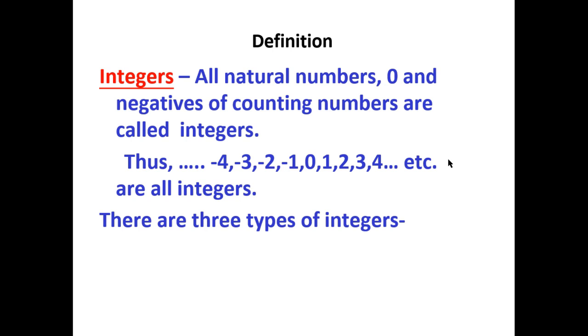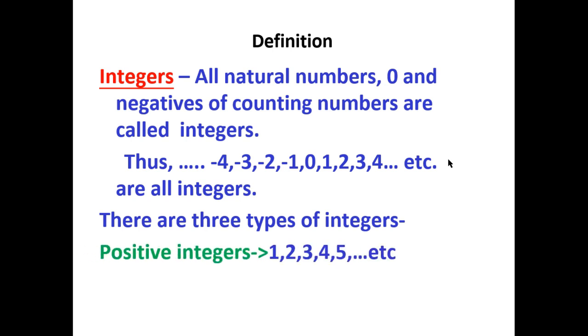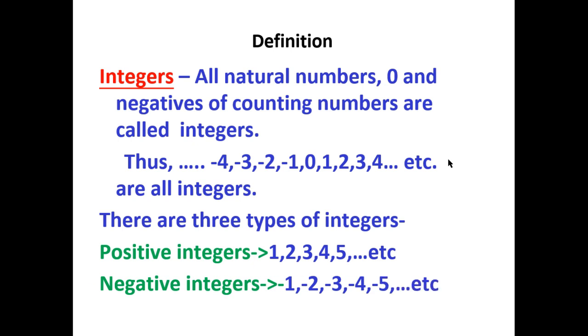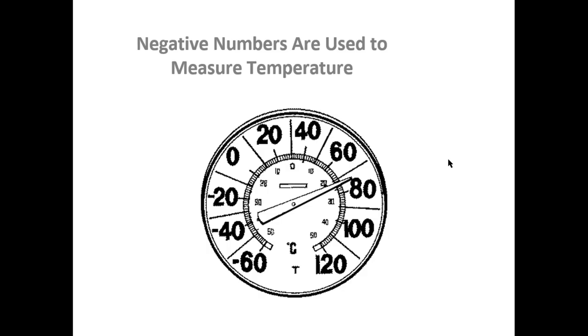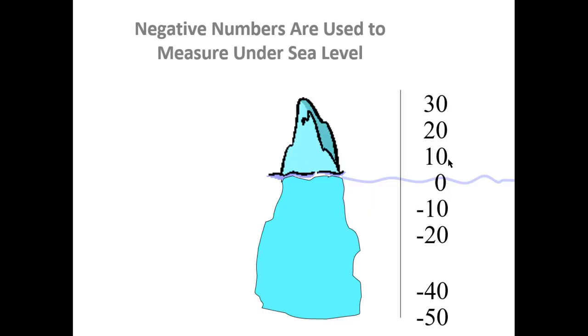There are 3 types of integers: positive integers, 1, 2, 3, 4, 5, etc. are positive integers. Negative integers, -1, -2, -3, -4, -5, etc. are known as negative integers. 0 is an integer which is neither positive nor negative. Negative numbers are used to measure temperature. Negative numbers are used to measure depth under sea level.